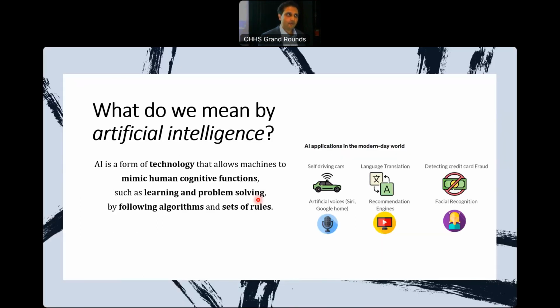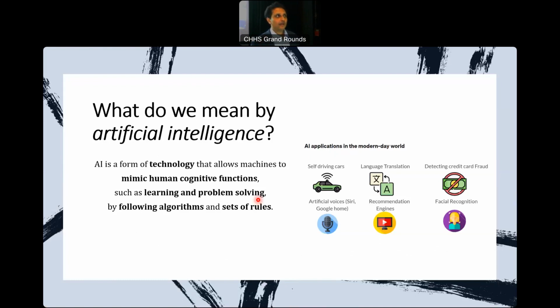And when we now talk about artificial intelligence, it's really how do machines mimic human intelligence? So AI, think of it as a field of science or technology that allows machines to mimic human cognitive functions, such as learning and problem solving, and it does that by following algorithms and sets of rules.